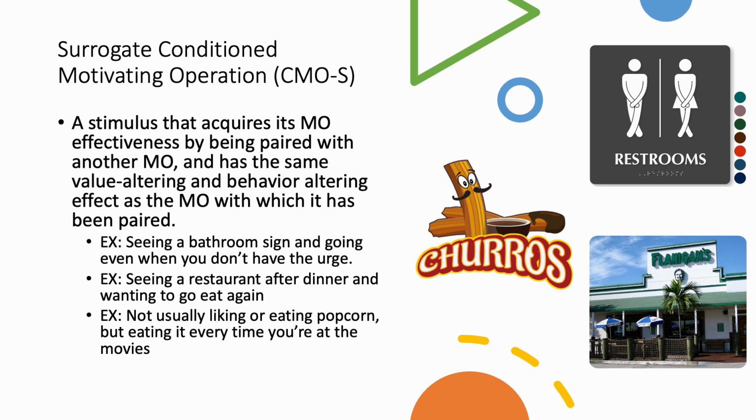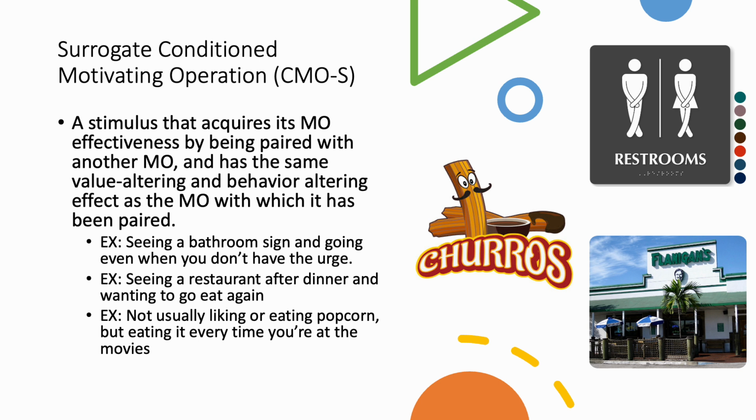So an example of this would be seeing a bathroom sign, which typically is paired with you going into the bathroom and voiding, right? Being able to urinate or being able to defecate. And so that means that bathroom sign has been paired with a UMO in the past, okay? So what ends up happening is in the future, when you see a bathroom sign again, even if you've just gone to the bathroom, you might want to still go to the bathroom because that bathroom sign has been paired with that UMO.